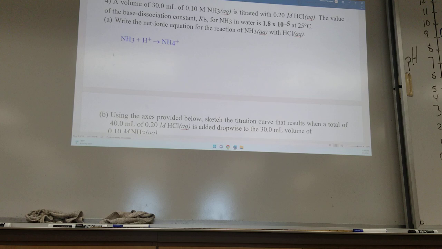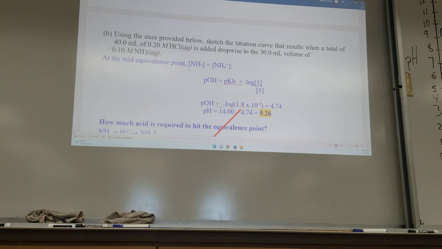What is the pH of the mid-equivalence point? 9.26. Good thing you have that memorized. You have to show the calculation. That is the calculation. pOH equals pKb, subtract from 14.